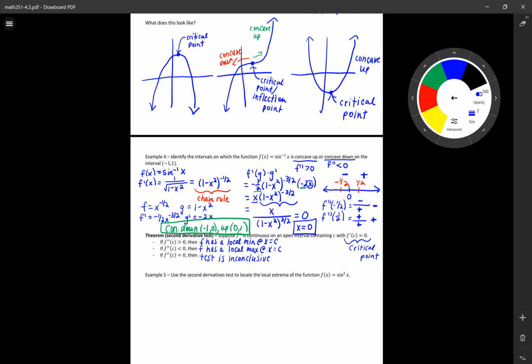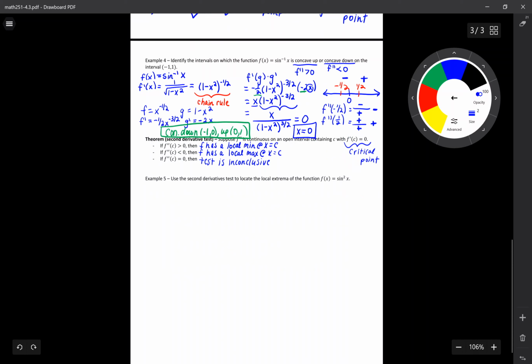Earlier today we learned the first derivative tests, so we just have all sorts of tests that we are learning today. All right, so we want to use this second derivative test to locate the local extrema of the function f of x equals sine squared of x. So in order to find the first and second derivatives, well, to find the first one, we are going to have to use the chain rule.